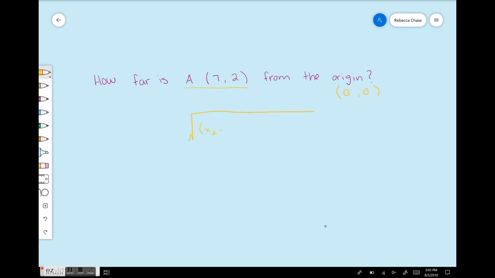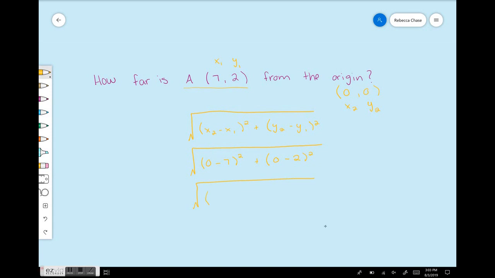So then I do exactly what I did on the last problem. So I've got x sub 2 minus x sub 1 squared plus y sub 2 minus y sub 1 squared. All right, and then I'm going to go through. So this is my x sub 1, this is my y sub 1, x sub 2, y sub 2, and I'm going to start plugging in. So my x sub 2 is 0, so I've got 0 minus 7 squared plus my y sub 2 is 0 minus 2 squared. And then I simplify.